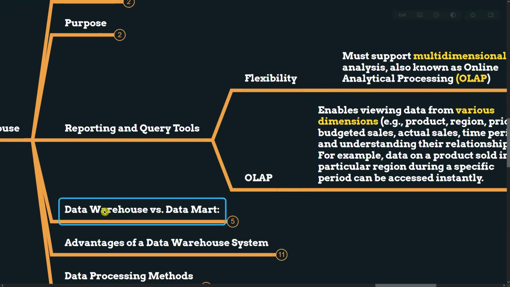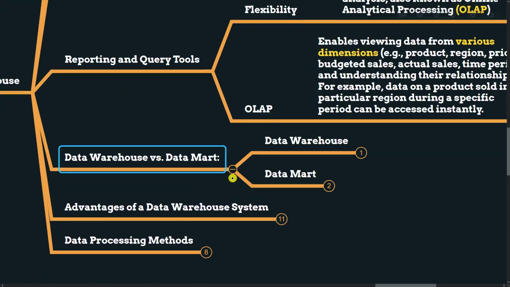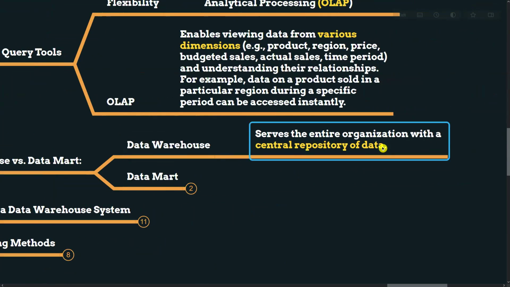Remember that word. Now, data warehouse versus data mart. As I told you earlier, a data warehouse is the entire place. It's a central repository of data. It's like a central bank for other banks. Every data will be there. So it serves the entire organization with a central repository of data. Every data can be retrieved from the data warehouse.